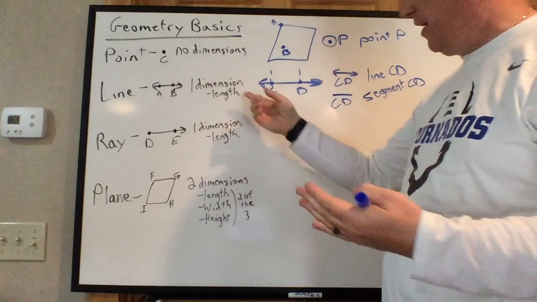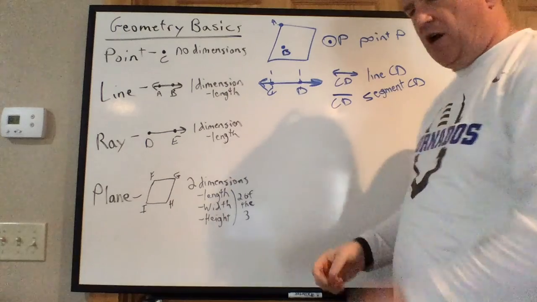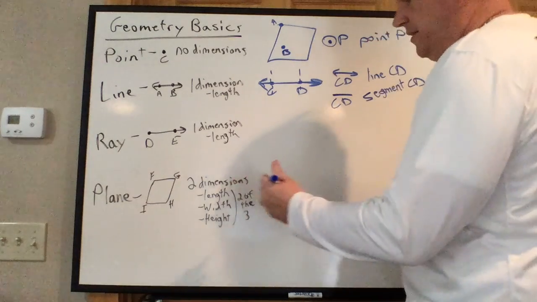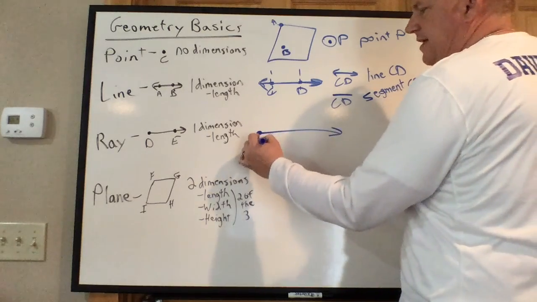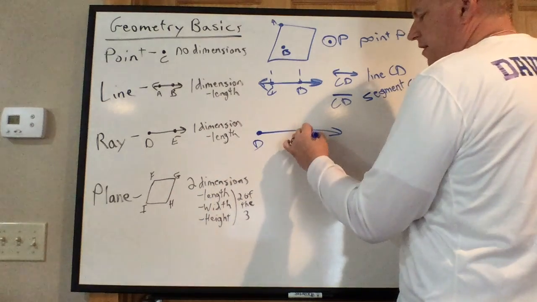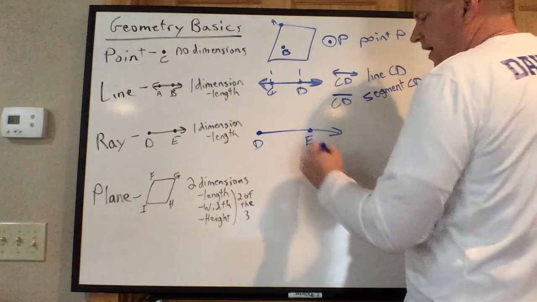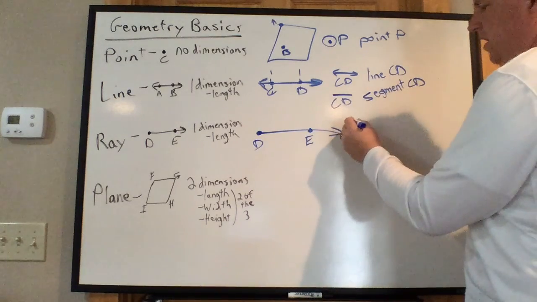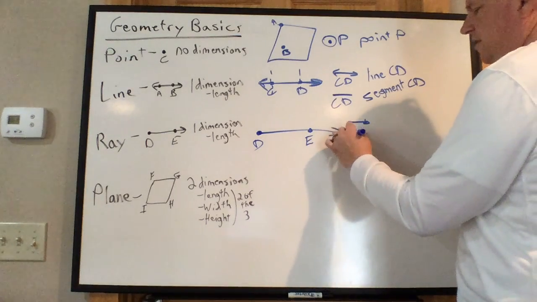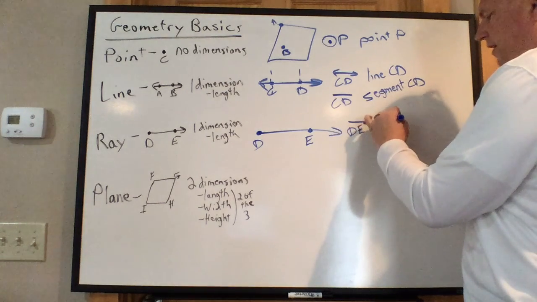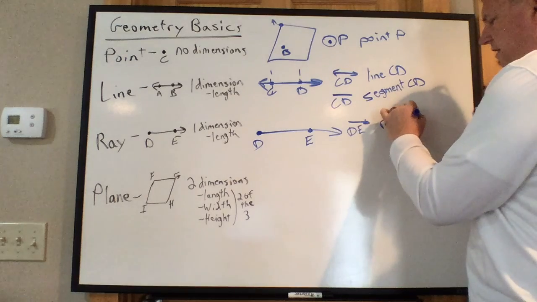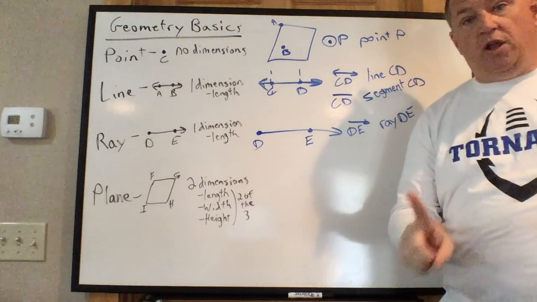We can find it like we would with a segment, we'd only need to cut part of it off there. But our ray here, we've got ray DE, just like I had over there. So how would I see that on a worksheet? I would have this, ray DE. We could call it ray DE, we would not call it ray ED.